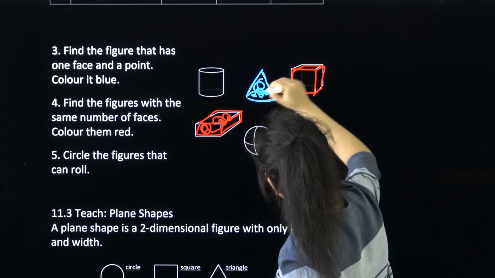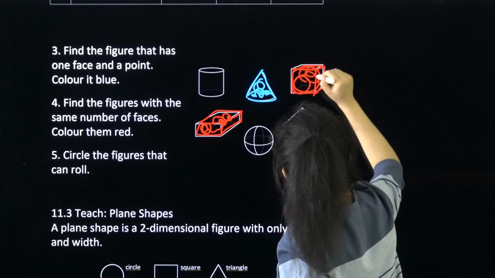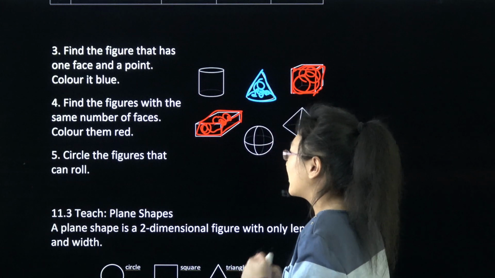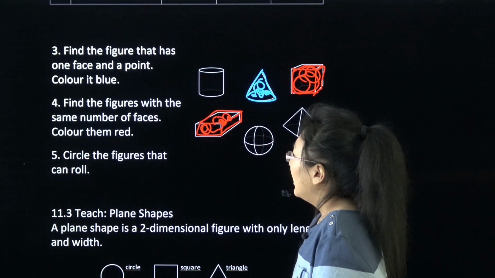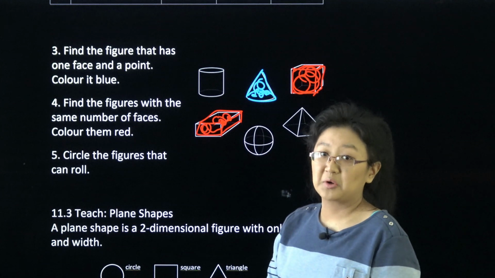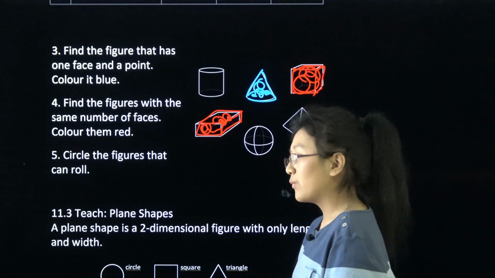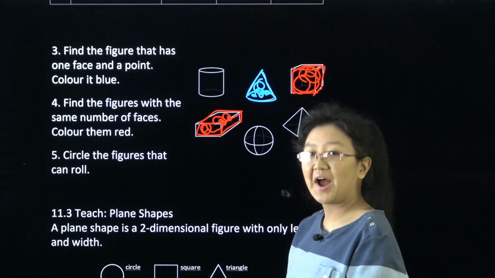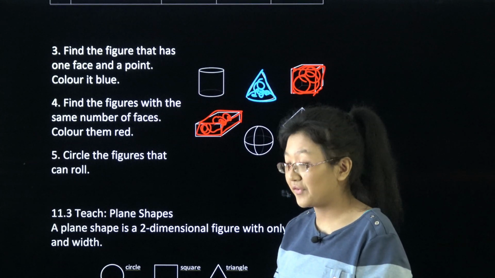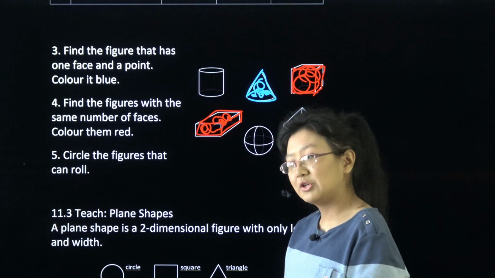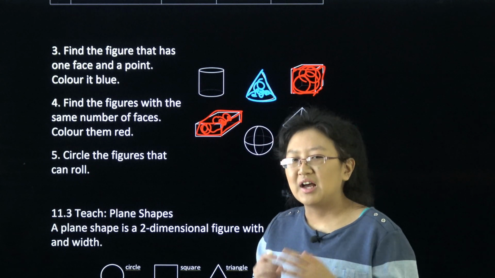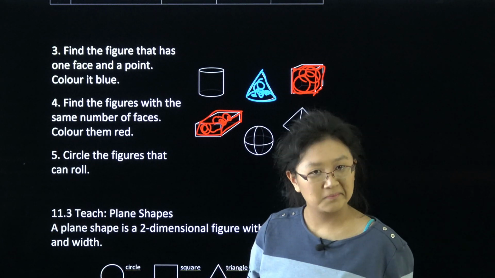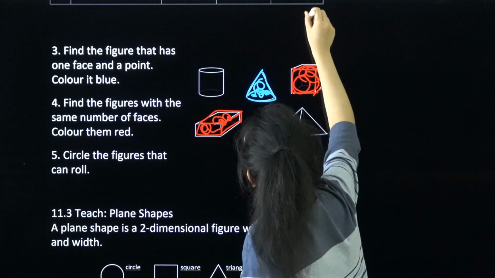Coloring it red. So, the last one tells us to circle the figures that can roll. That depends on how much you want to roll them. Because if you really want to argue, most of these can roll. It's just how far they roll. If you've ever tried to roll a cube, you do know that it goes a little bit, but it doesn't go far at all. So, let's circle these.